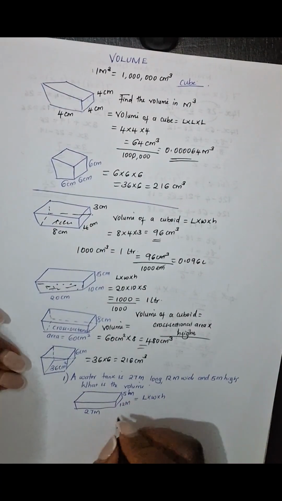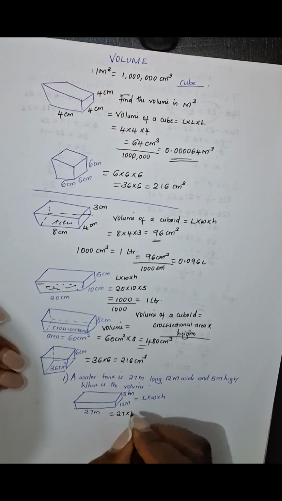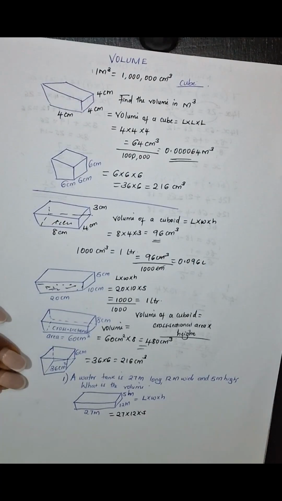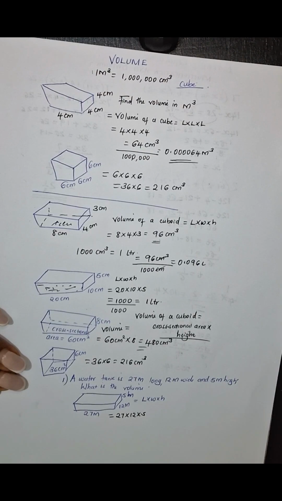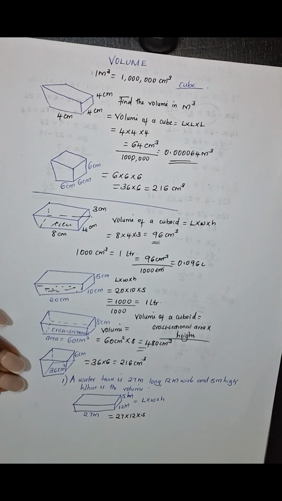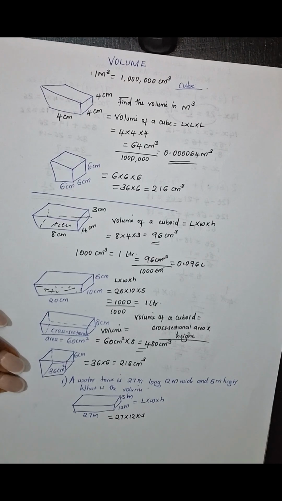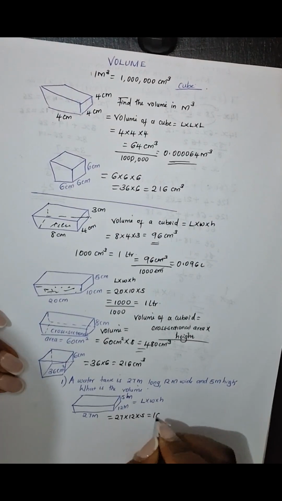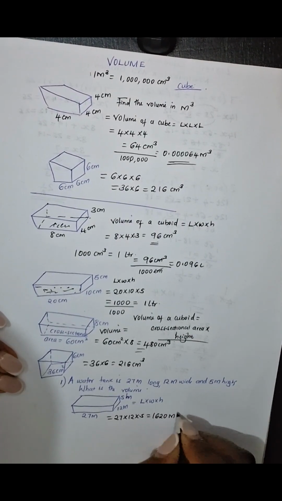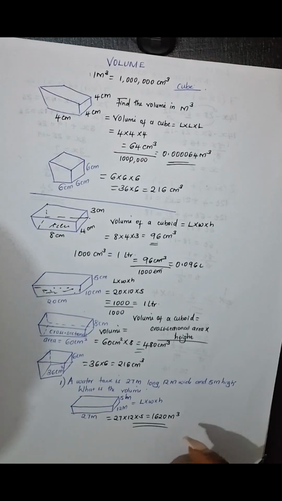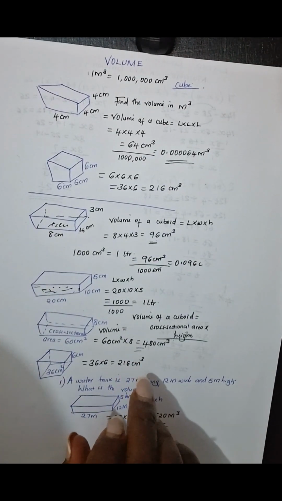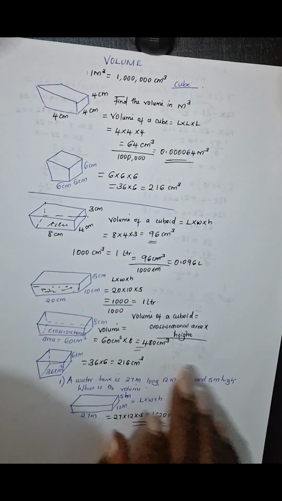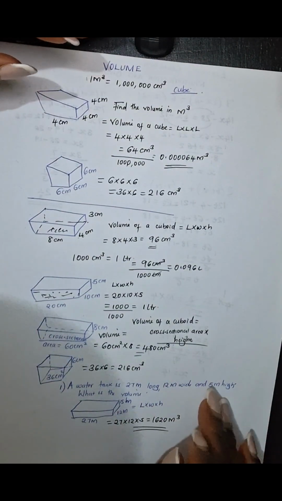Okay? And remember, we say the volume of a cuboid is length times width times height. So what do you do? You just take your 27 times 12 times 5 to give you 1620 meters cubic. Okay? This is the simple application of volume of cubes and cuboid.